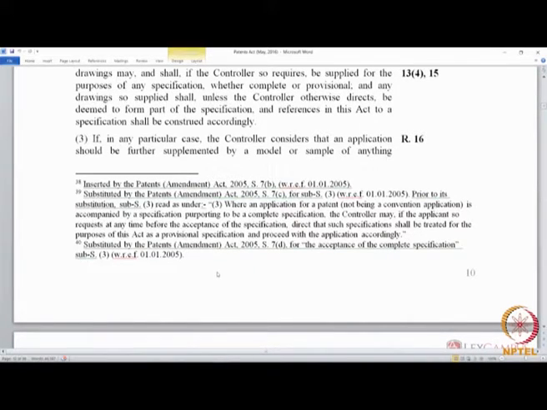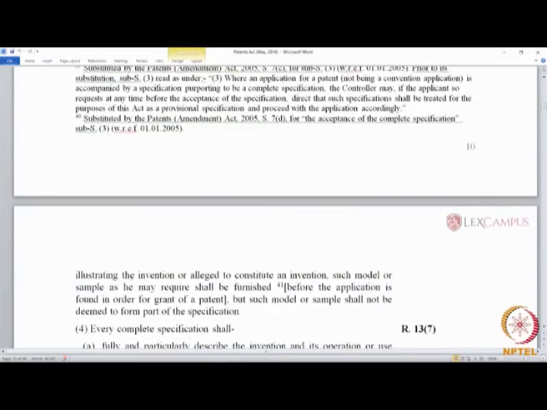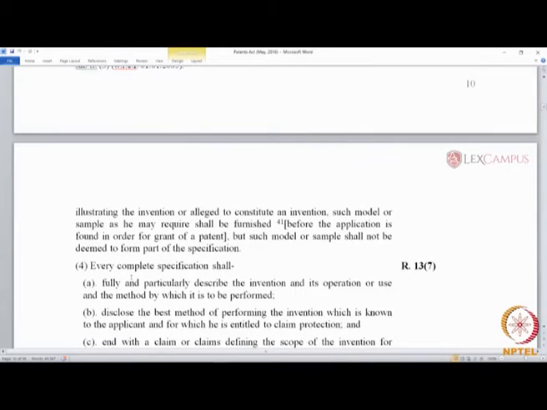10(3) talks about models and samples. The controller has the power to insist on a model or a sample of anything illustrating the invention, and once the controller insists, the applicant shall furnish before the application is found in order for the grant, but such model or sample shall not be deemed to form a part of the specification. Now, this is a critical difference between a drawing and a model or a sample. A drawing is deemed to be a part of the specification, which means if you search for a copy of the specification, you will find the drawings in it.